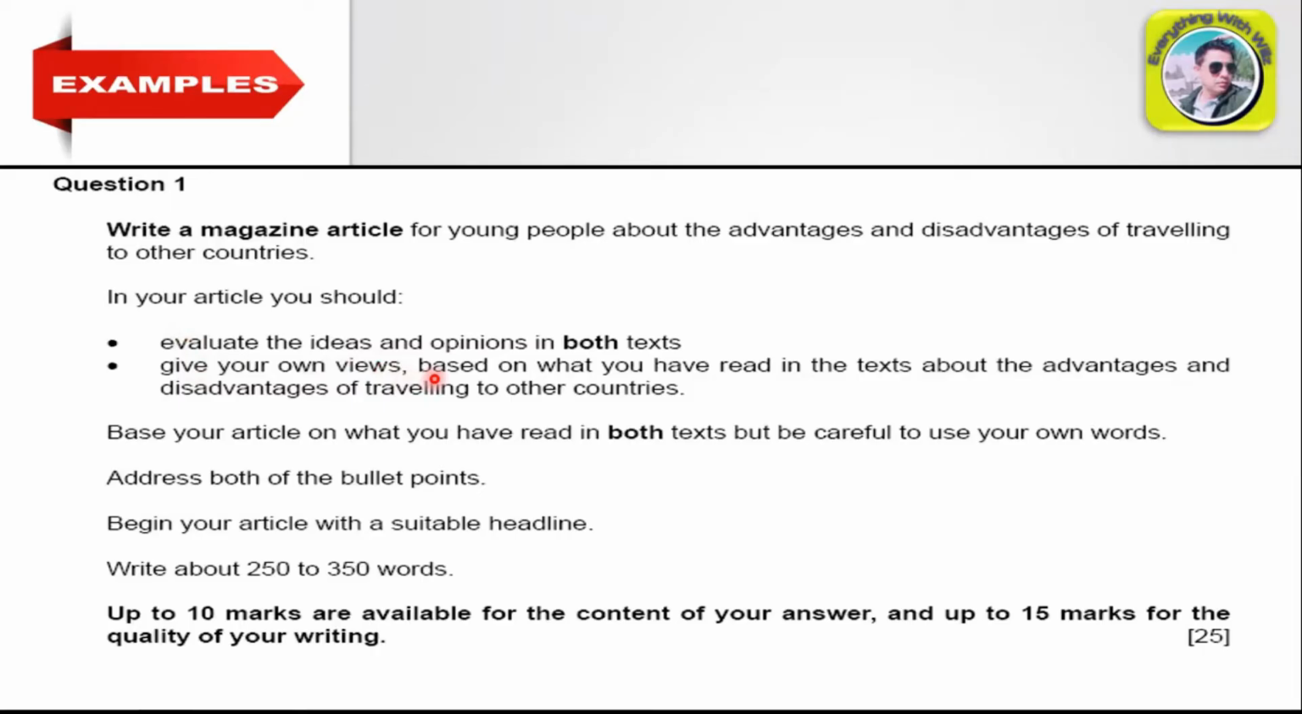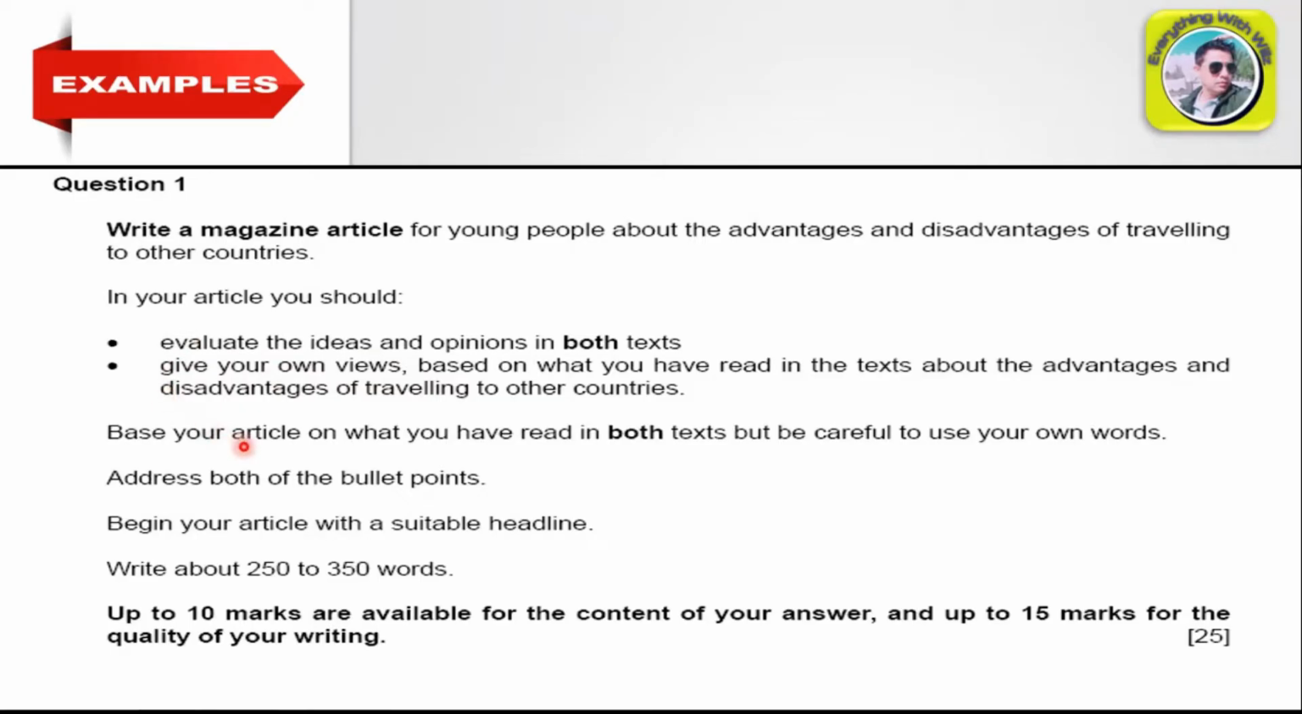But let's say there is only one text, then how can you divide that one text into two paragraphs? You should discuss all the advantages in one paragraph, then all the disadvantages from the same text in paragraph number two, and then in paragraph number three, you can give your own opinion based on what you have read in that text.